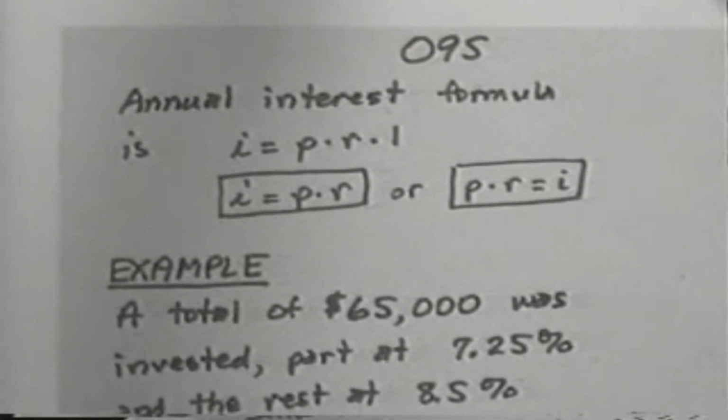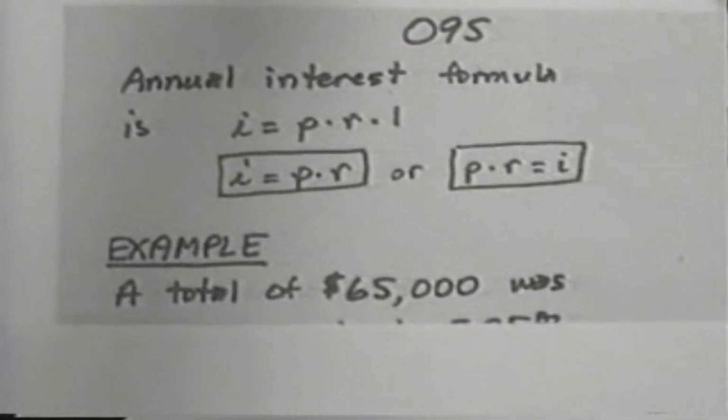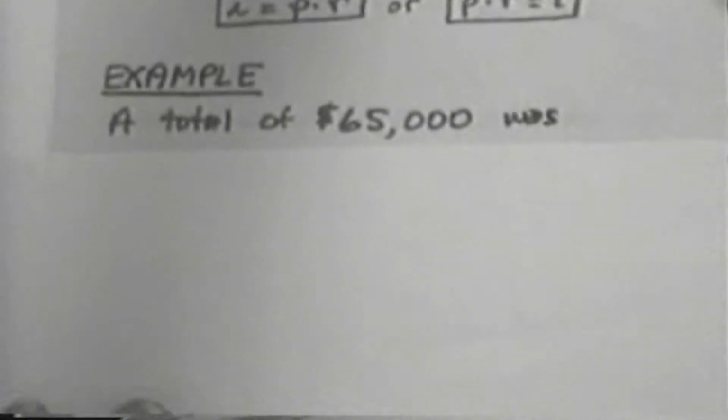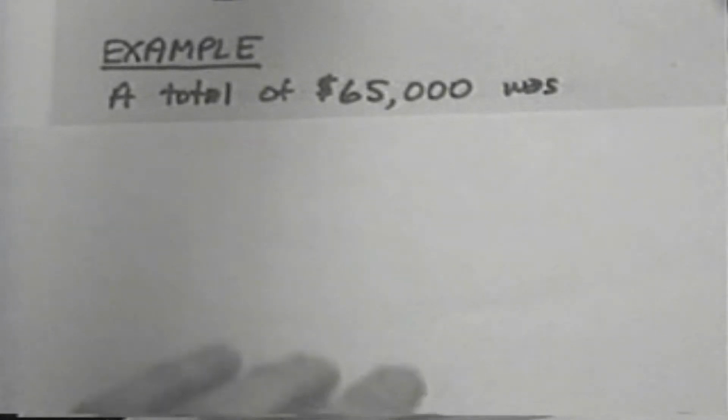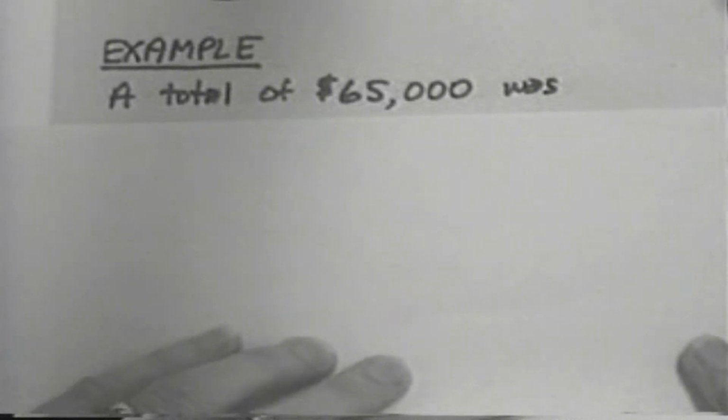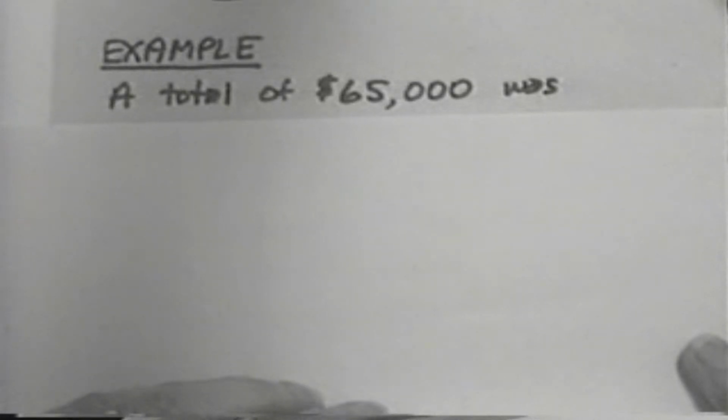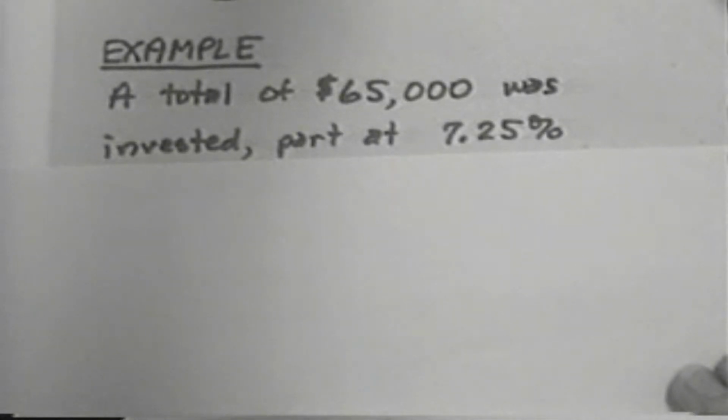Now let's look at an example. This is fairly lengthy, so let me uncover it line by line to help you copy it down. A total of $65,000. A total of $65,000 was invested.